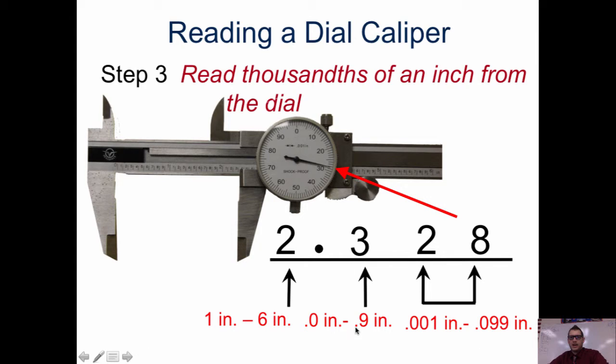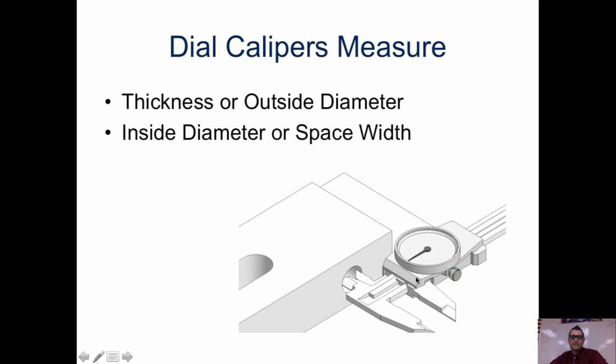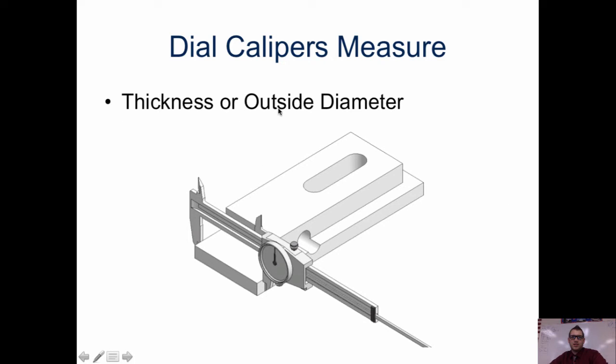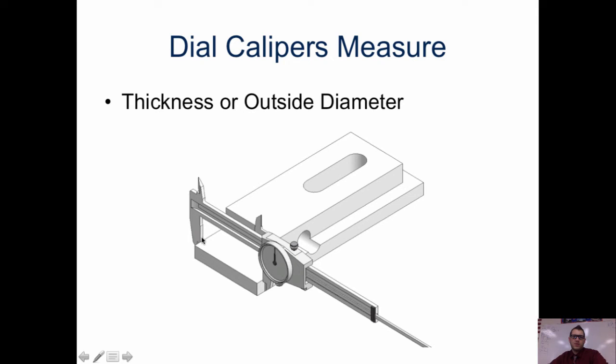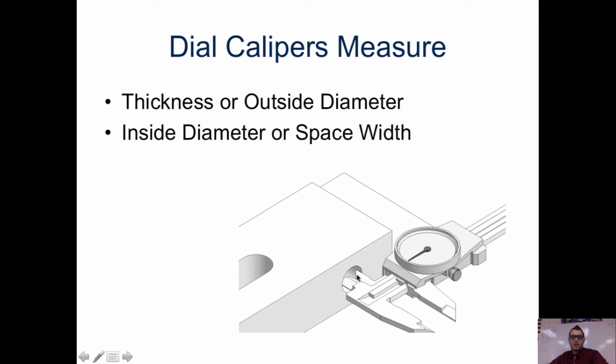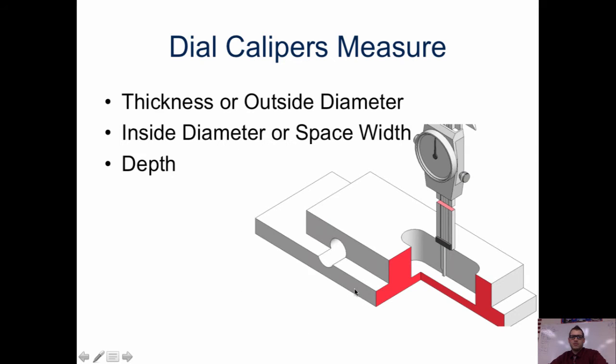So now we're going to combine all of these together. 1 to 6 inches, 0.0 to 0.9, 0.001 to 0.099. To find the thickness of the outside or the inside. Now if you noticed before, this inside part will measure the outside of an object, and this outside part will measure the inside diameter. So the thickness or the outside diameter or the inside diameter or space within.